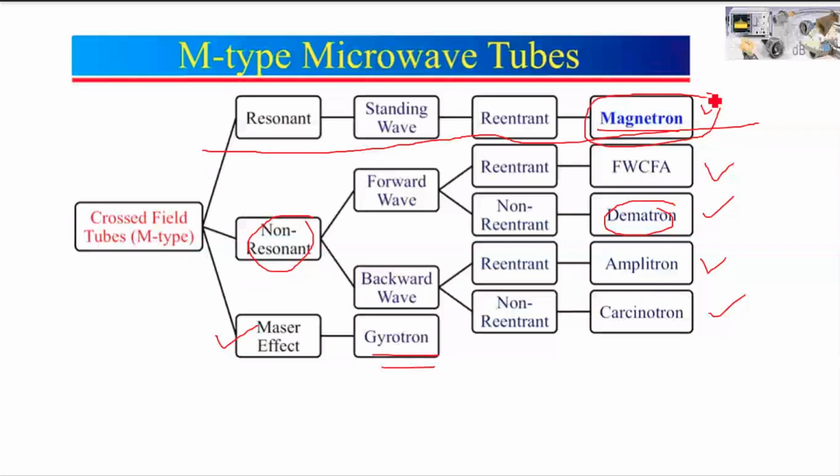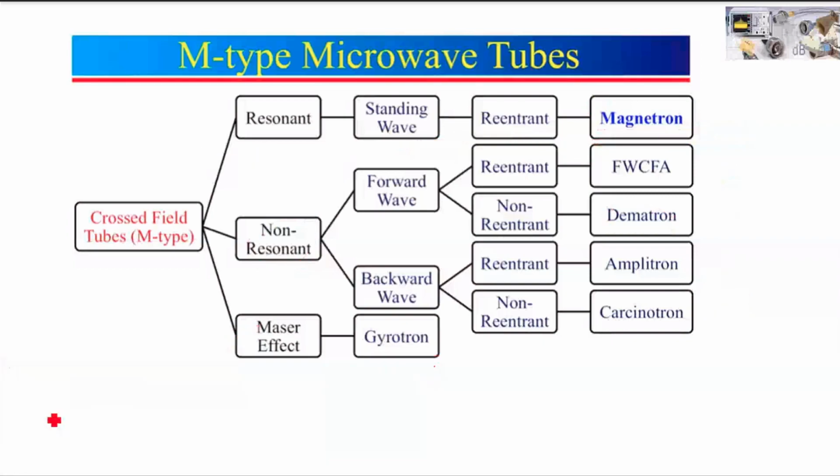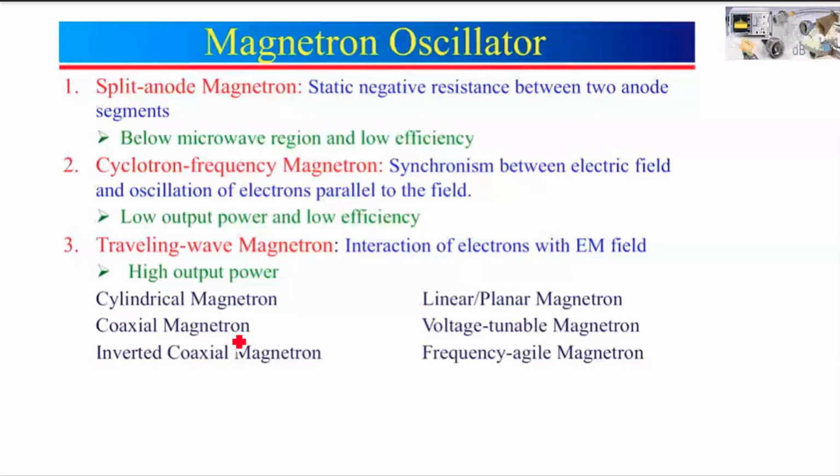An M-type tube operating on the resonant phenomenon is nothing but magnetron. For the non-resonant phenomenon, we have Dimatron, Amplitron, Carcinotron. In the case of maser effect M-type tubes, we have Gyrotron. So generally remember these devices and the particular phenomena on which they operate. Now we'll see the M-type tube that is nothing but magnetron. This is the slide. We can see here different types of magnetron which are listed.